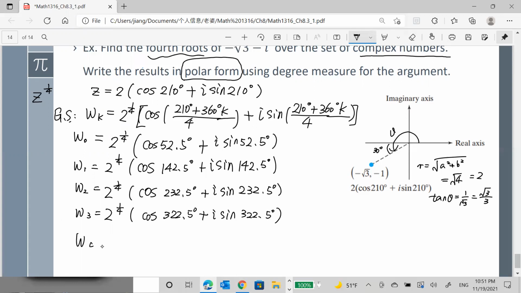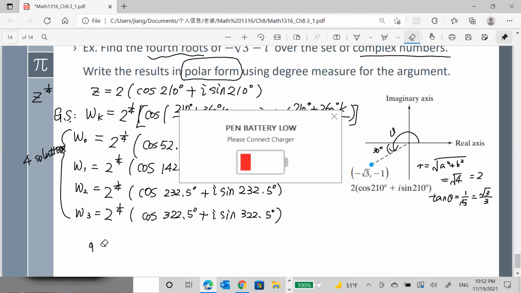So can I continue to do this? w sub 4? No, because we already found 4 solutions. That's the end, because k starts from 0 and goes to n minus 1. n is 4, so n minus 1 is 3. So we can't use the method to find w4, because w sub 4 is not a solution for this example. So I can clear up this side.